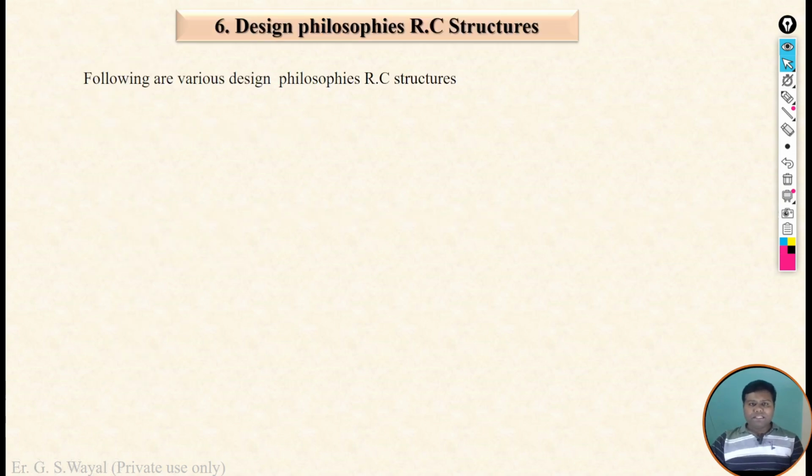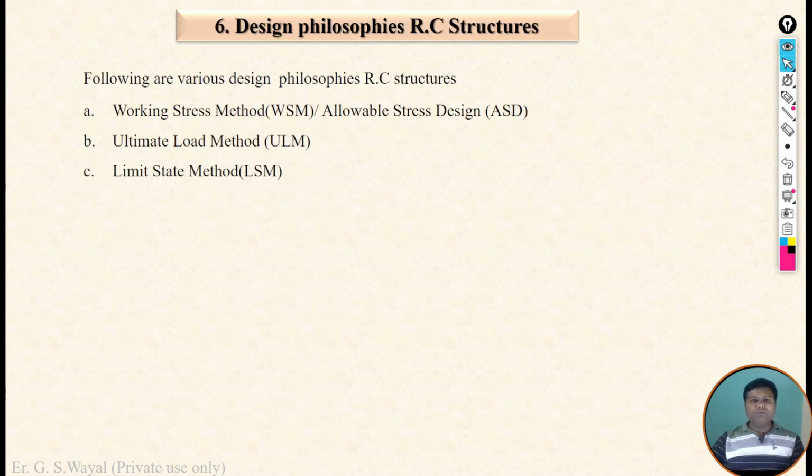Then the next one is the design philosophies. In design philosophies, the question is: how many methods are available for the design of structures? Basically we have three methods: the working stress method, which is also called the allowable stress method, then the ultimate load method, and the limit state method. These are the methods available for the design of structures, and every method has its own rules or assumptions for the design of any element.